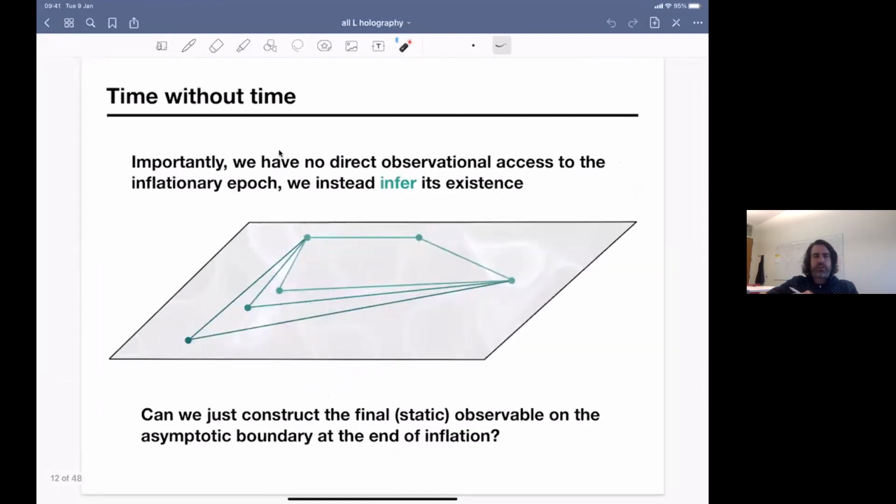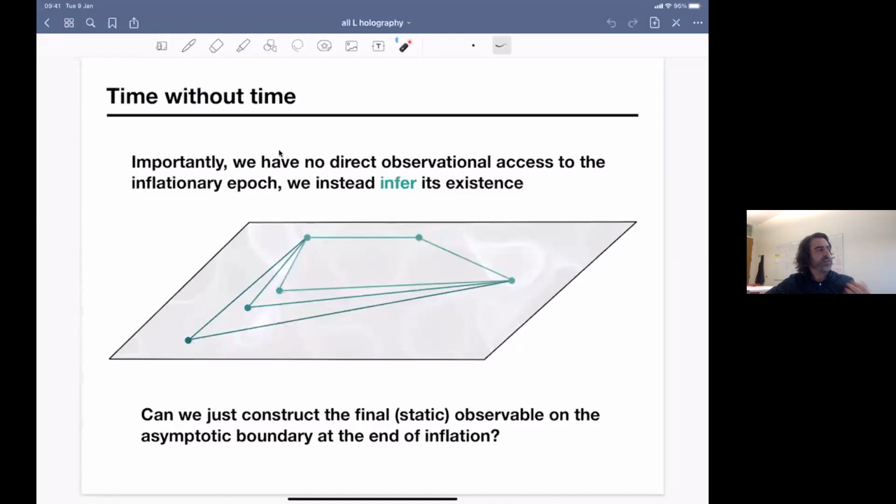Okay, so an important thing I want to emphasize, which I already mentioned, is that we don't have any direct observational access to the inflationary epoch. Because the universe thermalizes at the hot Big Bang, it's very difficult to look past periods of thermalization. So instead, we infer the existence of the inflationary epoch by inferring these correlations that are imprinted on the late time reheating surface. And so inflation is sort of a story we tell ourselves to explain in a causal manner where these correlations came from, okay?